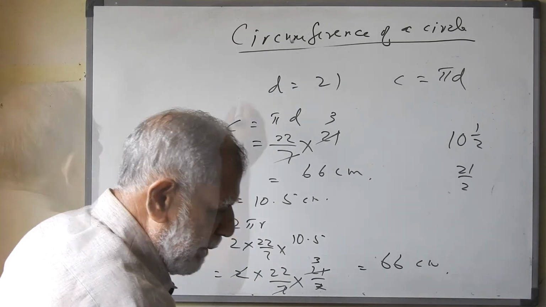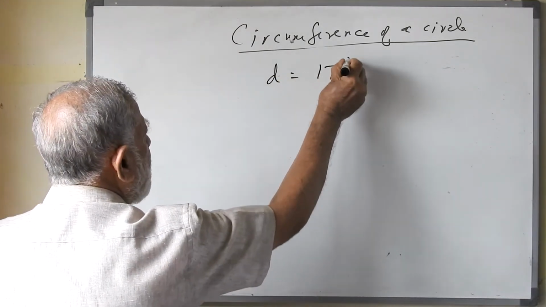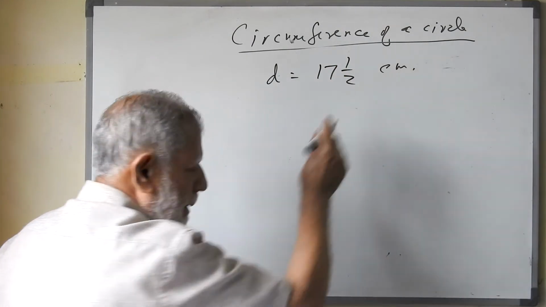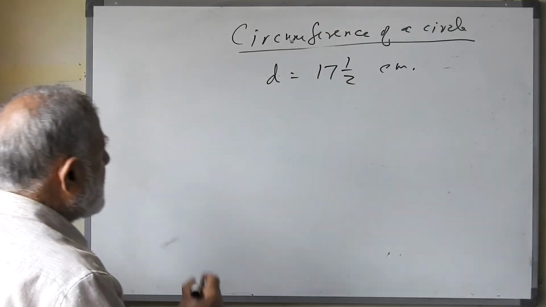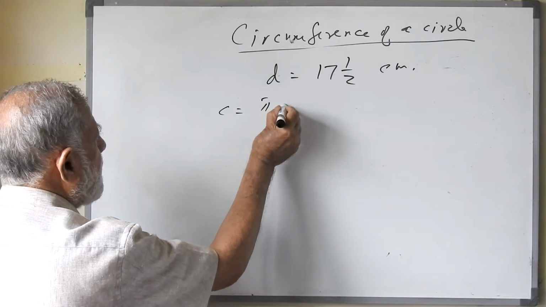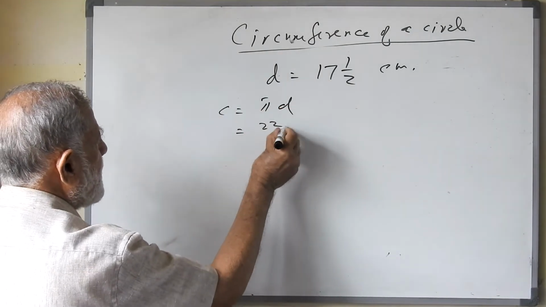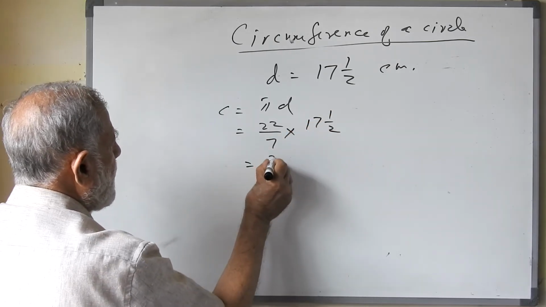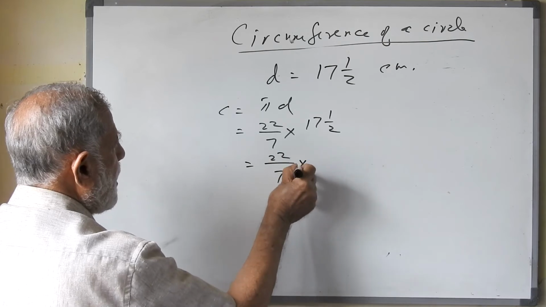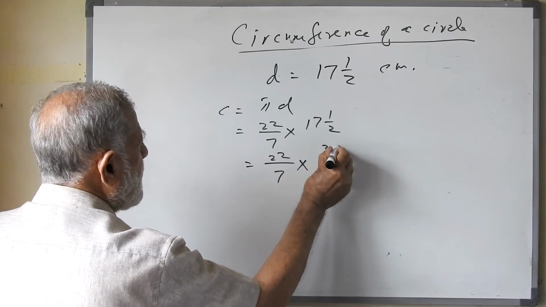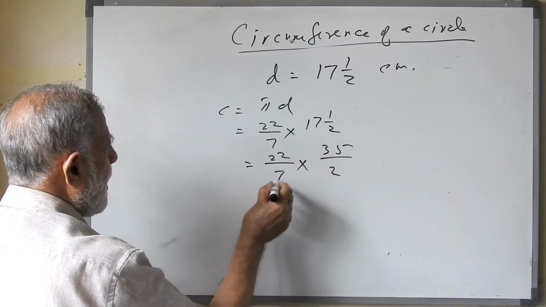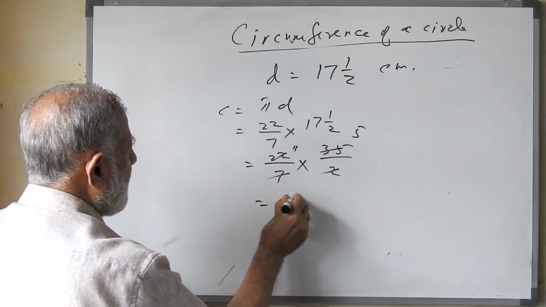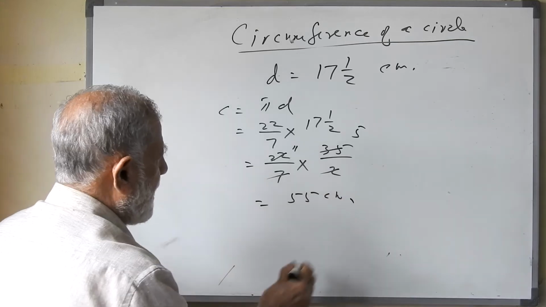We will take another example. d is equal to 17 and a half centimeters. So C is equal to pi d. That is equal to 22 over 7 into 17 and a half. So that is equal to 22 over 7 into 35 upon 2, since 2 into 17 is 34 and 35 upon 2. So 7 and 35 cancel 5, 2 and 22 cancel 11, that is equal to 55 centimeters.